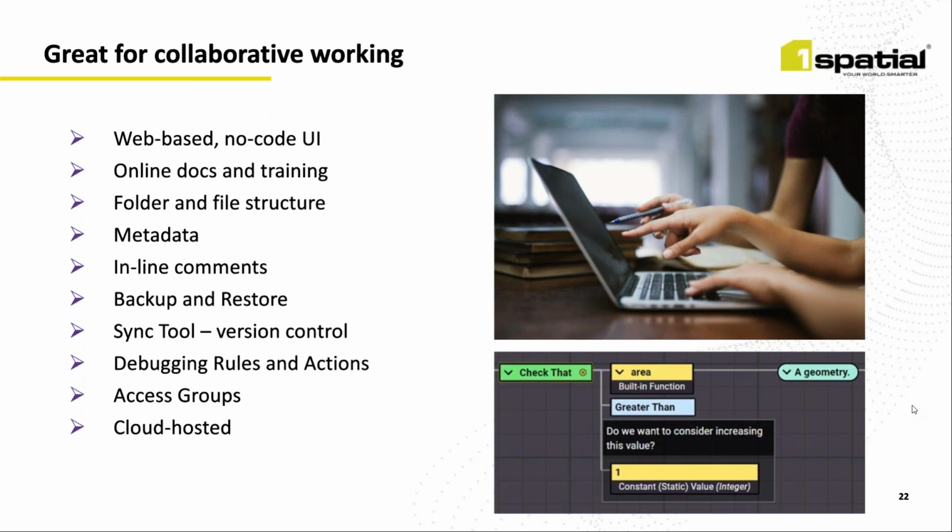So I just want to run through some of the core functionality that really enables that collaborative way of working. So the first one is the fact that we have a web-based no-code UI. So nobody needs to be a programmer or a specialist, particularly in order to get started. We have online documentation and training that really enable anybody to upskill and get going very quickly. And as we already saw, all of our entities, so our rules and our actions, etc., are managed in a very familiar and easy to use folder and file structure.